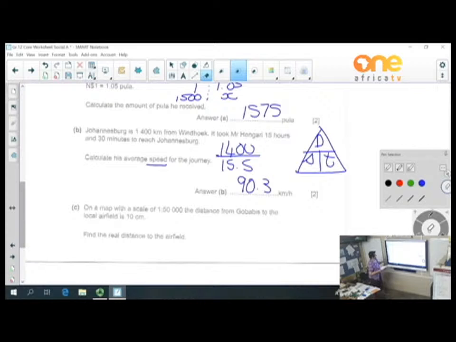Number C. On a map with a scale of 1 to 50,000, the distance from Gubabus to the local airfield is 10 centimeters. So it means, again, it's going to be with missing terms. This one is 10 centimeters. So you have to multiply there with bottom divide by top. But they don't say if we have to give it in kilometers. Oh, the real distance, so it will probably be in kilometers. So if I multiply 50,000 now by 10, then I get 500,000.